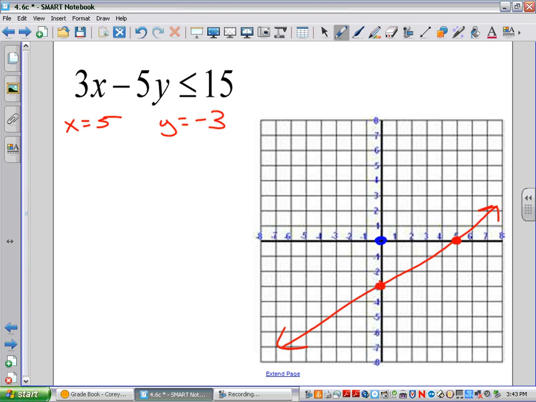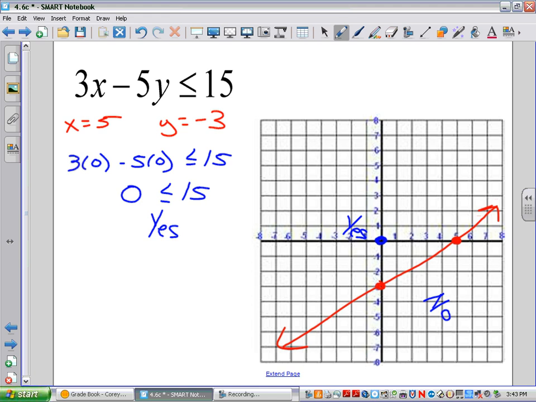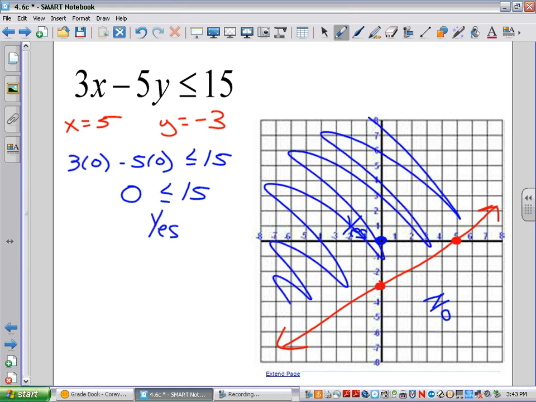Test point right there, 0, 0 will work. That means that 3 times 0 minus 5 times 0, is that less than or equal to 15? Well, that would mean 0 minus 0, which is 0, is less than or equal to 15. So is 0 less than 15? That is a yes answer. So this would be my yes side. That becomes my no side. Shade the yes side. And you're done. One more. You guys hit the pause button. Try this last one on your own, please.